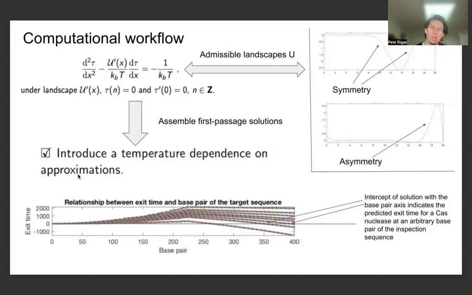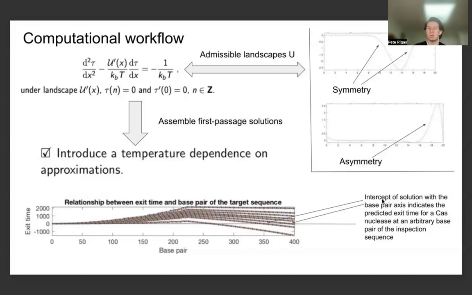And so these were the types of interpretations and assumptions that we put on the admissible landscapes U, as well as our ability to assemble first passage solutions from this differential equation under different assumptions on the non-constant coefficient, which appears in front of the first derivative of the passage time in the second order ODE, which allows us to plot different types of solutions in which we study the relation between the exit time and the base pair of the target sequence.